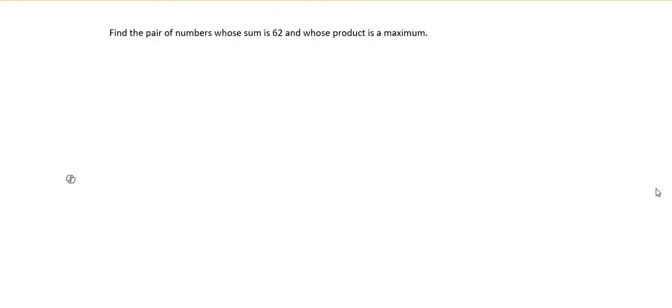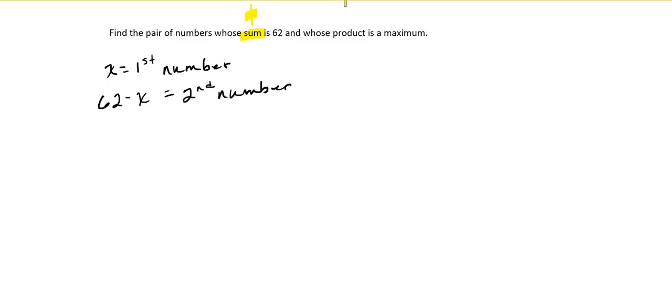In this problem, I'm asked to find a pair of numbers whose sum is 62 and whose product is a maximum. The first thing I'm going to do is to define my variable. X is going to be my first number. Now, I know that the sum of the two numbers is 62. Remember, sum is the answer to an addition problem. That means if I add the two numbers together, I'm going to get 62. So my second number has to be 62 minus X.